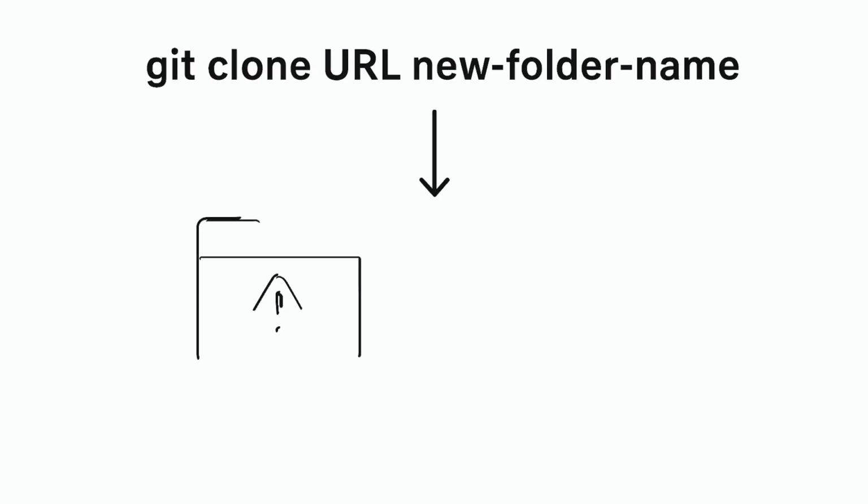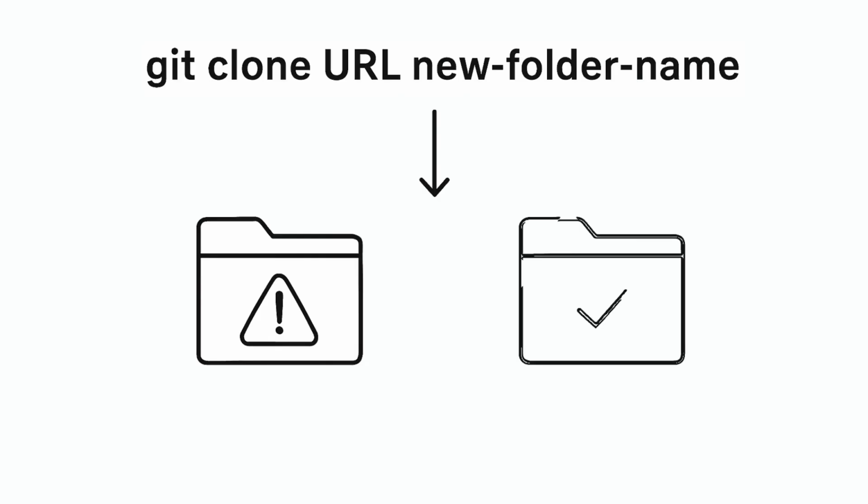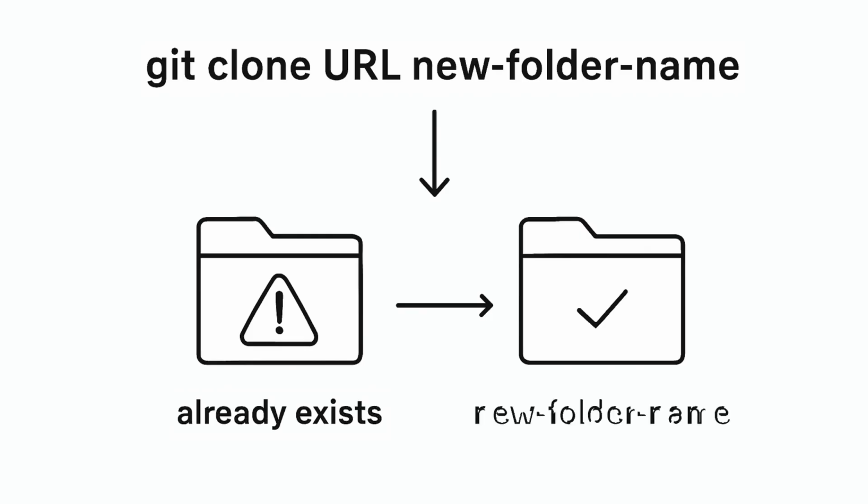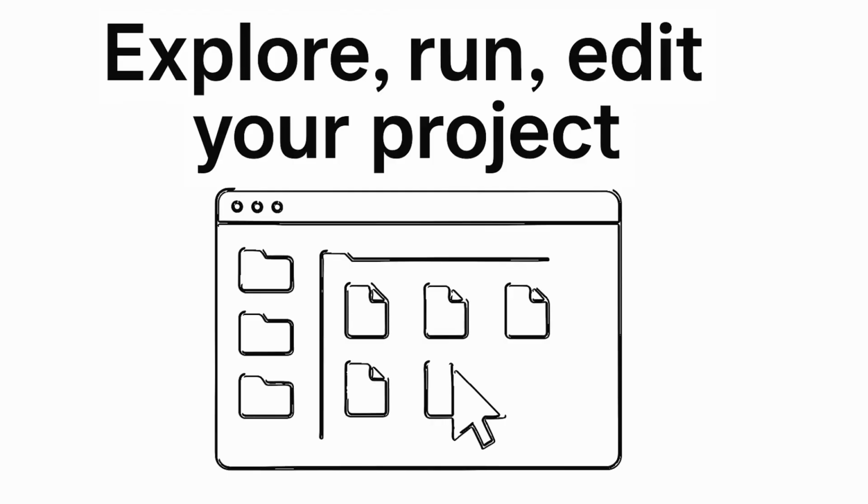If Git says the folder already exists, either delete that folder or choose a different name: git clone URL new-folder-name. Once you've cloned the repo, you can explore files, run the project, and start making changes.